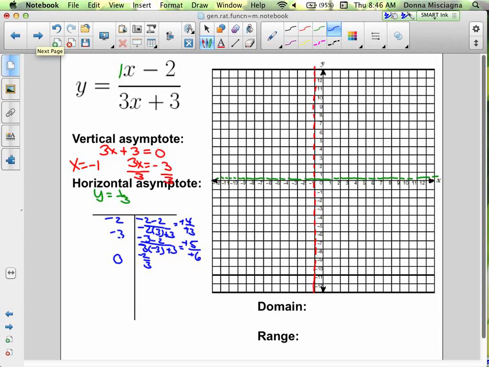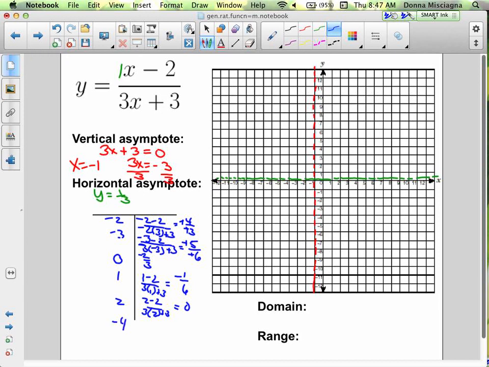And then we'll plug in 1. We have 1 minus 2 over 3 times 1 plus 3, which is going to be -1/6. And we'll take 2. Oh, I think I said I was going to take -4 too. We'll plug in -4 at the end. Here's a nice one: 2 minus 2 over 3 times 2 plus 3, that's just 0. That one's nice.